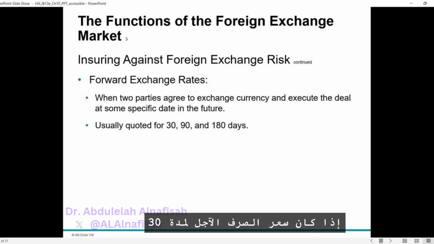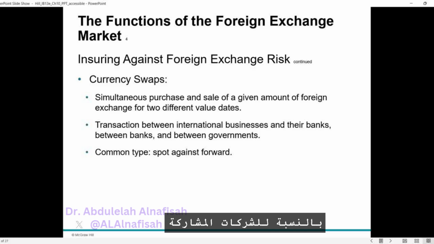In this example, if the 30-day forward rate is $1 equal 110 yen, the company secures a rate that ensures a profit of $182 per laptop, regardless of currency fluctuations. Forward rates reflect market expectations, and a forward discount or premium indicates anticipated currency depreciation or appreciation. In sum, forward exchange contracts provide insurance against adverse currency shifts, helping firms maintain profitability in international transactions.